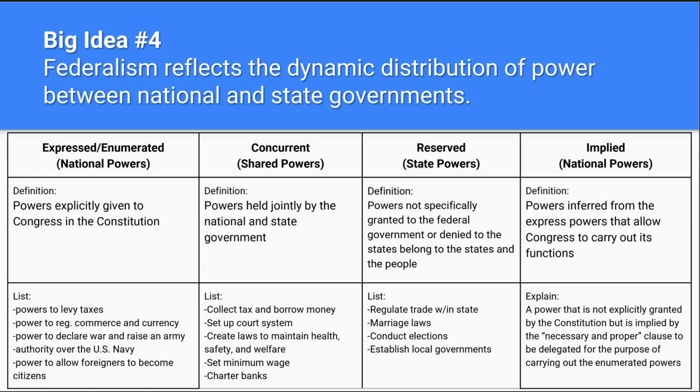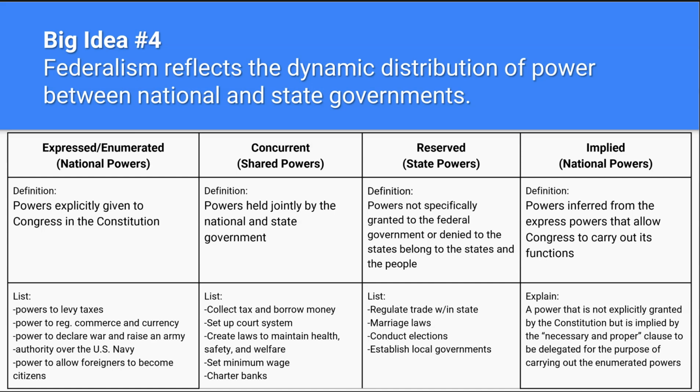Third column, reserved powers. So these are powers that are reserved to the states, and we'll talk about it in more detail, but the 10th Amendment. So powers not specifically granted to the federal government or denied to the states by default belong to the states and to the people. For example, regulating trade within a state. Marriage laws, so the age of marriage and other laws relating to marriage. The conduct of elections, and we've certainly seen that play out in the spring of 2020, and we'll see it again as we move into the 2020 elections in November. A lot of state-by-state control.